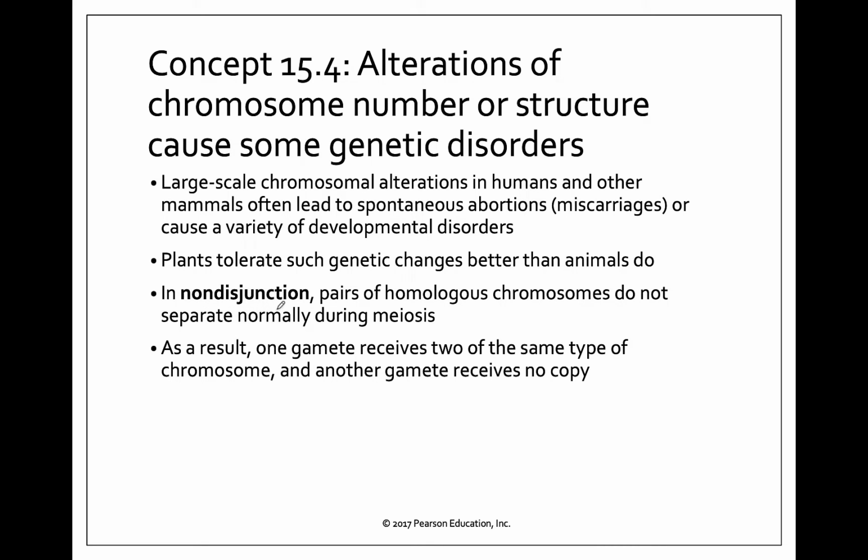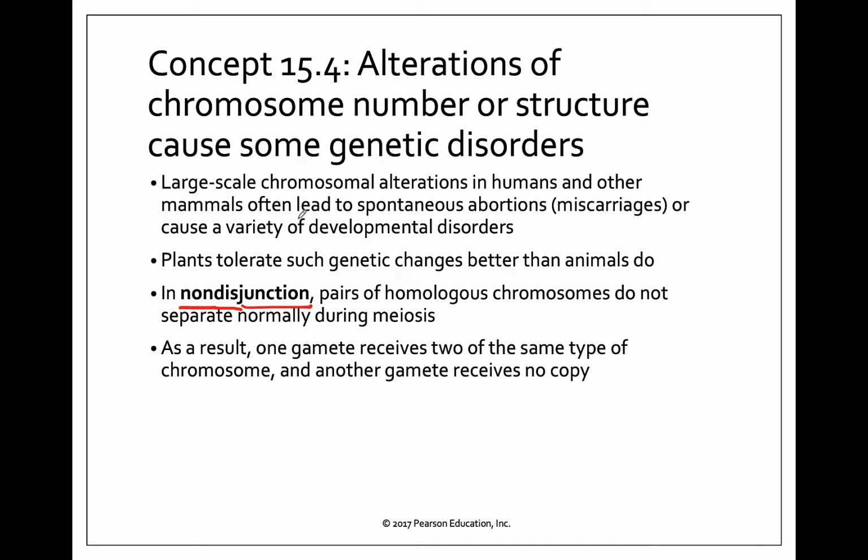So break this word down, right? A junction is when two things come together. So a disjunction would be when two things come apart. That's what happens during meiosis, right? The two homologous chromosomes normally come apart during anaphase of meiosis. So a non-disjunction, non meaning it doesn't happen, is when they don't come apart even though they were supposed to.